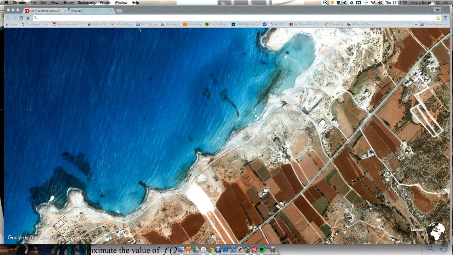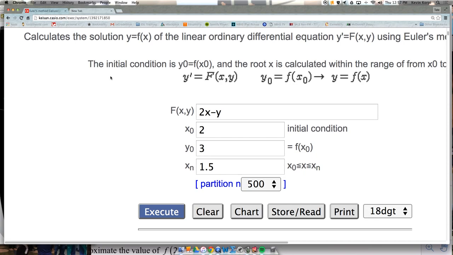We can go to the internet and, real quick, type into Google or Bing or Alta Vista or whatever you use, "Euler's calculator." This was the first link that came up. You could type in the differential equation 2x minus y, starting at the point (2, 3), going to 1.5. It could do 500 iterations for you, which is quite a few. So execute, instead of calculate.